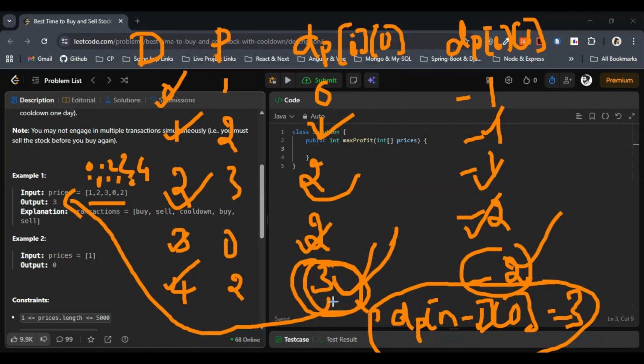So this one we will return as output: dp of n minus 1 and 0. The output that we got here is 3, which is equivalent to the output that they have shown for example 1 within the question. So our approach works absolutely correct here.